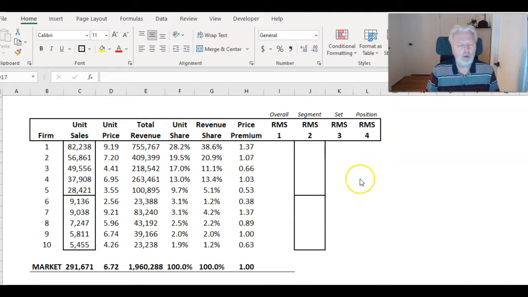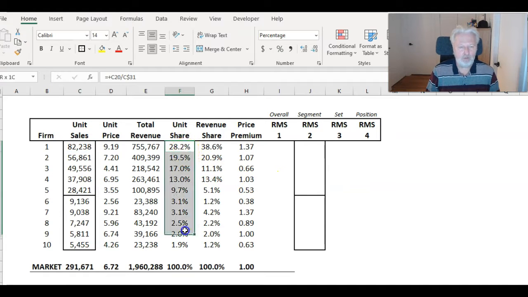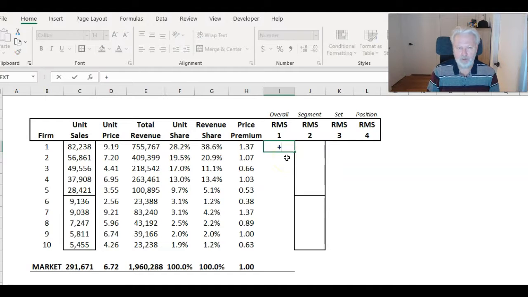Okay, I've just scrolled down to my data in Excel. I have 10 firms, I have unit sales, total revenue, etc. and I've put them in order. As you can see, I have market shares there already, which is simply, as you see the formula there, the sales for the firm over the total for the market. That gives me the unit market share, and obviously these add up to 100%. And I've got the duplicate there for revenue market share, price premium, but we're not going to talk about that in this video.